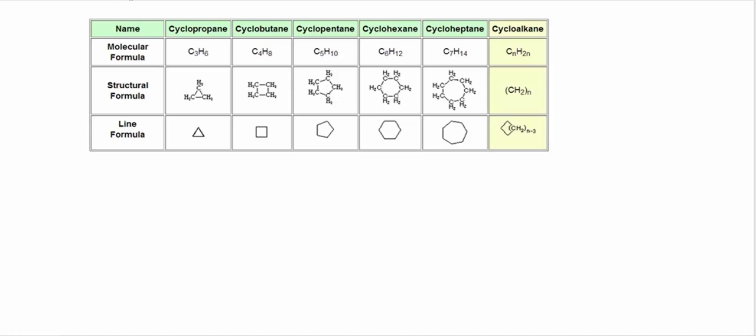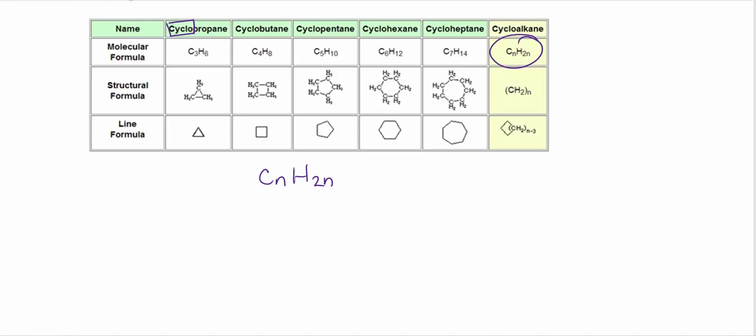Now we can also have alkanes that form what are called rings. They are cyclic compounds, and we name them by putting the word cyclo in front. All cycloalkanes will have the general formula CnH2n. That's for saturated cyclic alkanes. You see that formula right here.